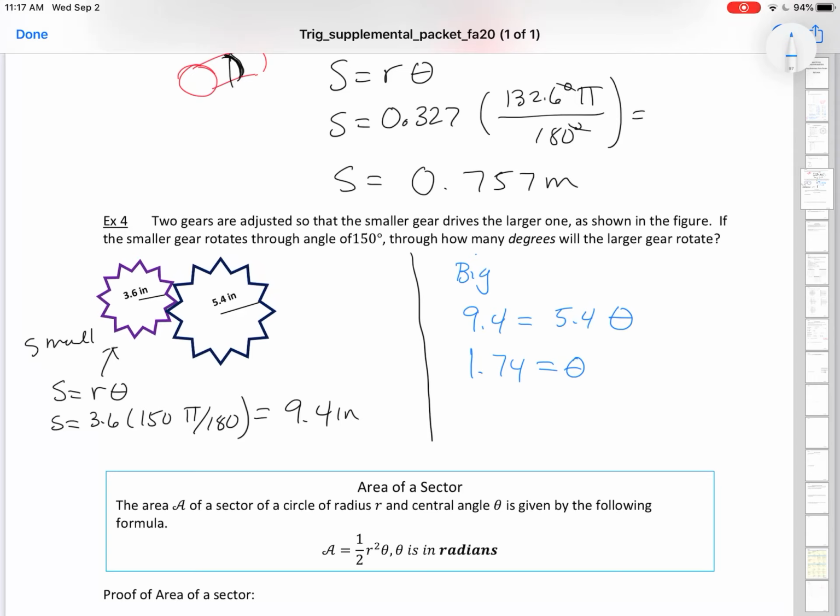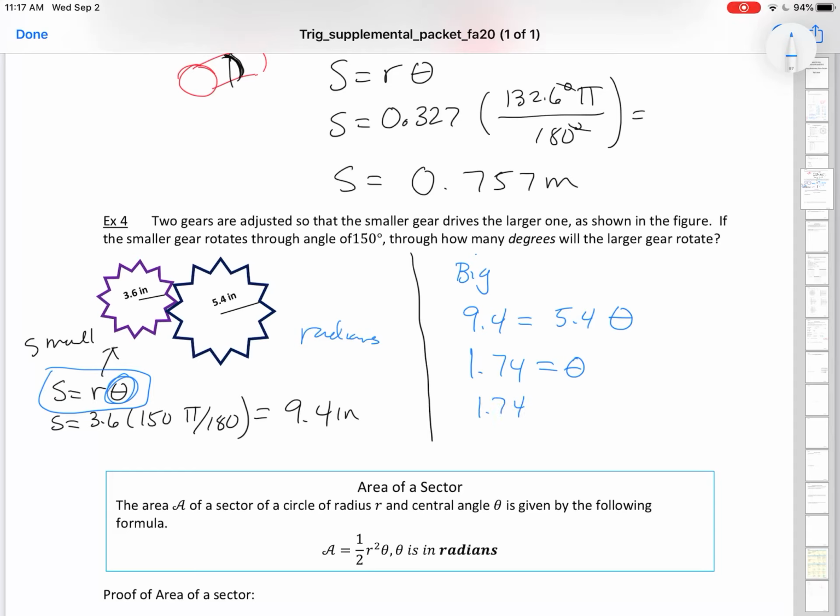Now, what is 1.74? I'm hesitating for a reason. If you're using the S is equal to R times theta, what's the angle always in? Always in radians. Never in degrees. That's a radian measure. So what do I need to do? I need to go back to my old chapter 3.1 idea. Apologize. It's in 3.1 that we were introduced to radians, and we need to convert this to degrees.